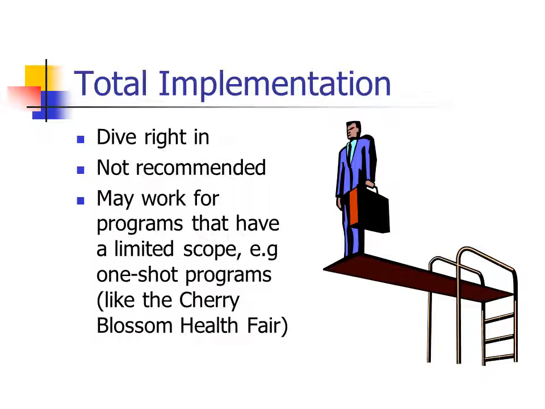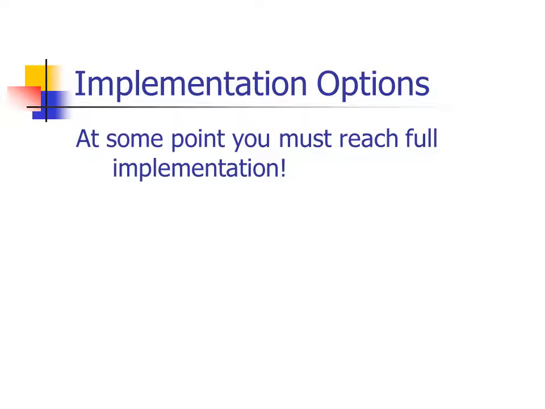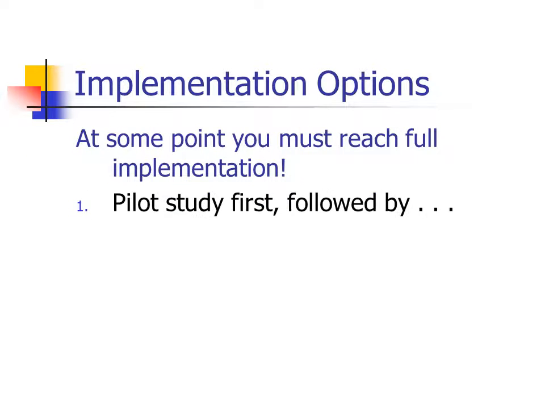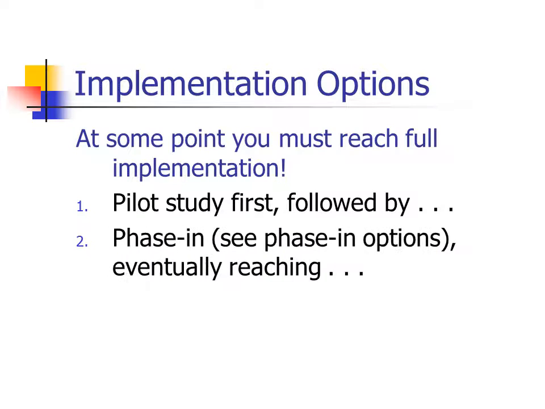So it's not recommended for really complex health promotion programs where you're dealing with a lot of people in a lot of different settings. As I said before, it would be pretty overwhelming to try to do something like that all at once. So, ultimately you want to get to total implementation. And the recommended way to do that is to do a pilot study first. And if you've got a complex program, find some way to phase it in by whatever you feel makes the most sense. And then ultimately you reach total implementation.